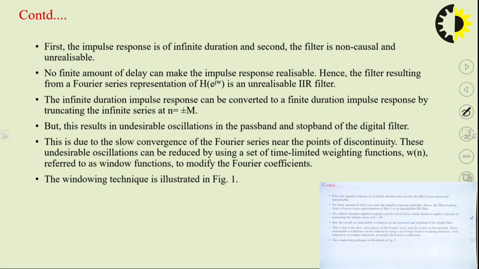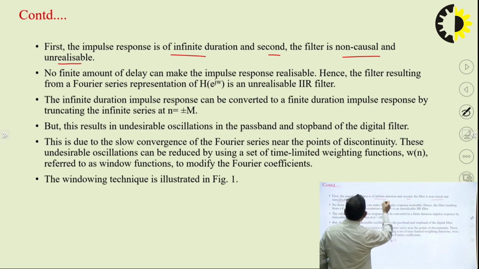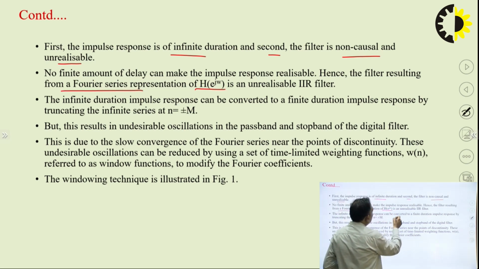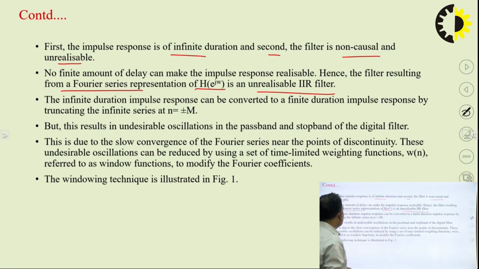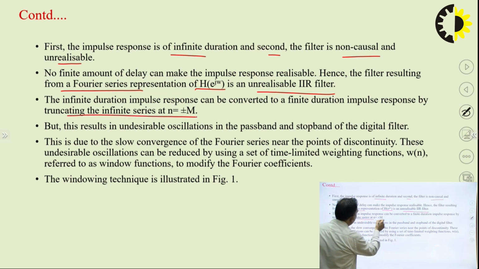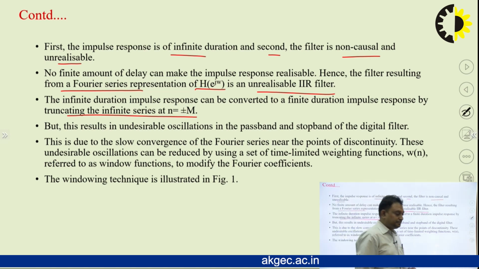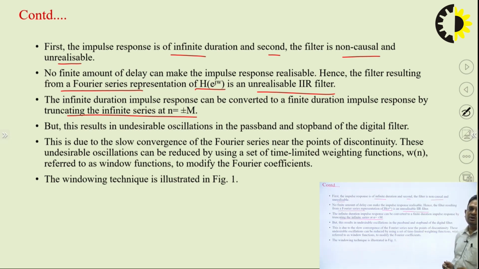This is written here. First, the impulse response is of infinite duration, and second, the filter is non-causal and unrealizable. Even if I do not take the second condition, if the impulse response is of infinite duration, no finite amount of delay can make it realizable. Hence, the filter resulting from a Fourier series representation of H(e^jω) is an unrealizable IIR filter. The infinite duration impulse response can be converted to a finite duration impulse response by truncating the infinite series at n equals plus minus N. We have seen that hd(n) cannot be realized because of its infinite duration.